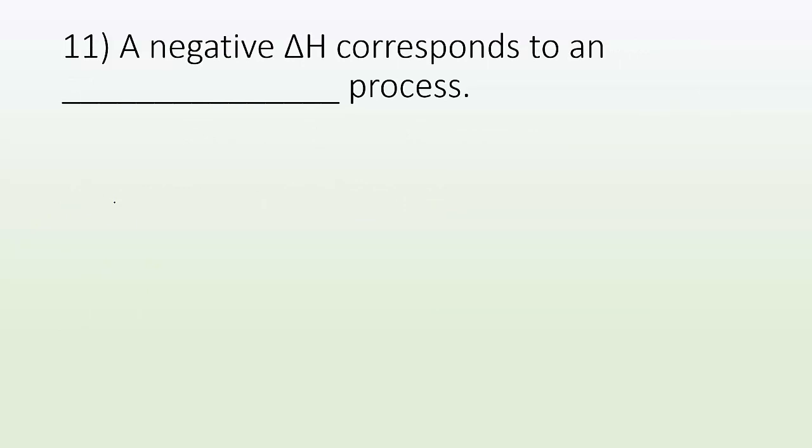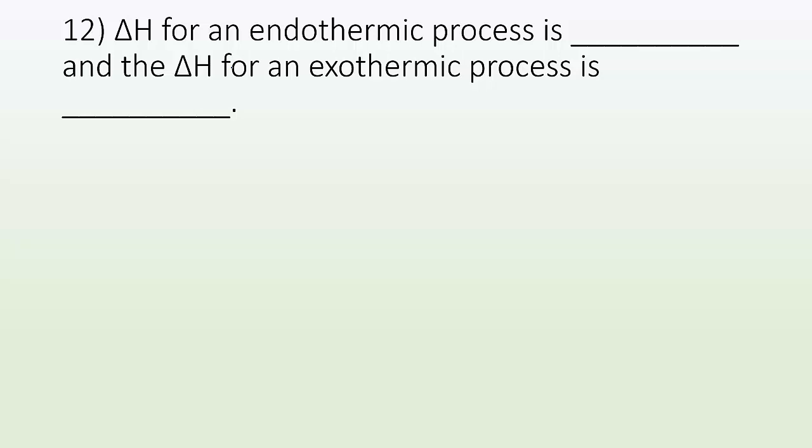11, a negative delta H process corresponds to what kind of process? An exothermic. All right, you need to commit this to memory. Negative delta H, exothermic. Delta H for an endothermic process is, again, you got to commit this to memory, positive. It's a positive delta H, it's endothermic. If it is an exothermic process, then it needs to be a negative delta H, it's losing heat.